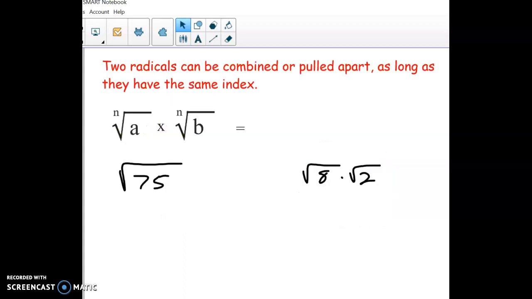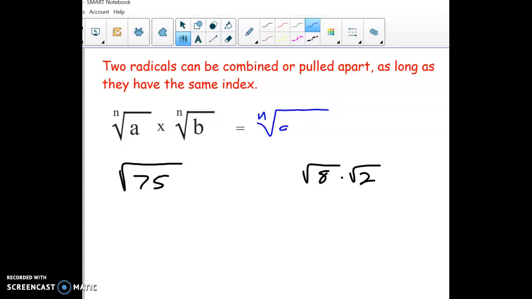All right, so the first thing is two radicals can be combined or pulled apart as long as they have the same index. All that means here is these are both indexes of n. So if they're multiplied together, we can make a single radical index n and multiply the a and b parts. So far we've mostly been pulling them apart. Like root 75, we broke apart into the perfect square 25 times the unperfect part of 3. So that square root of 25 becomes 5. Okay, so you can pull them apart like that.